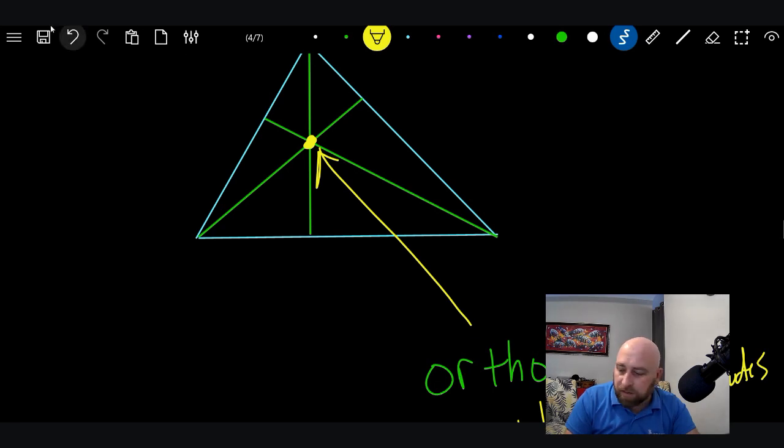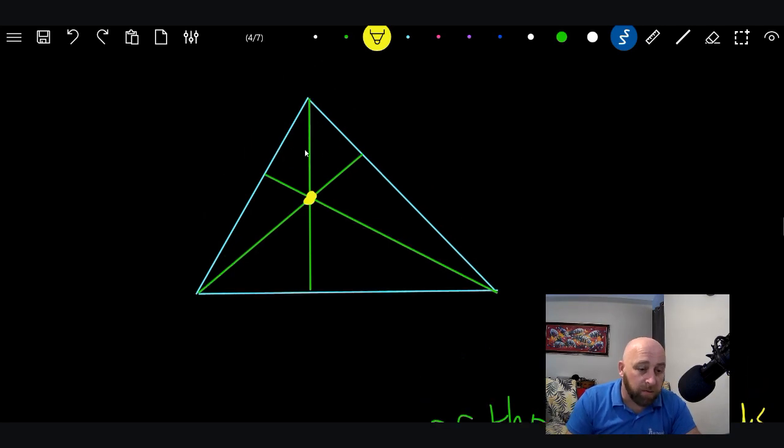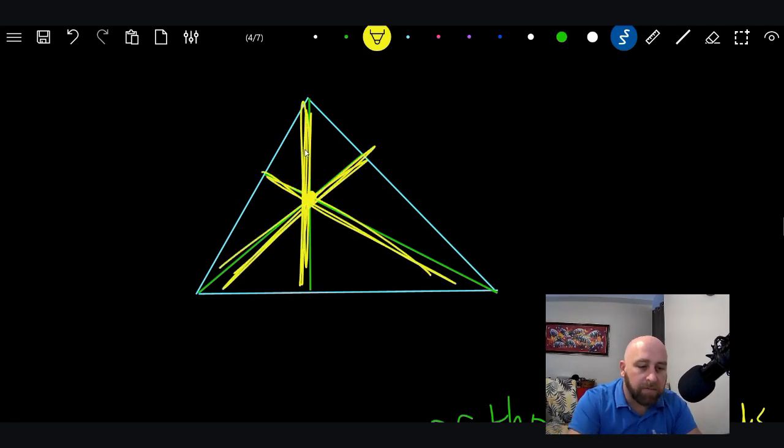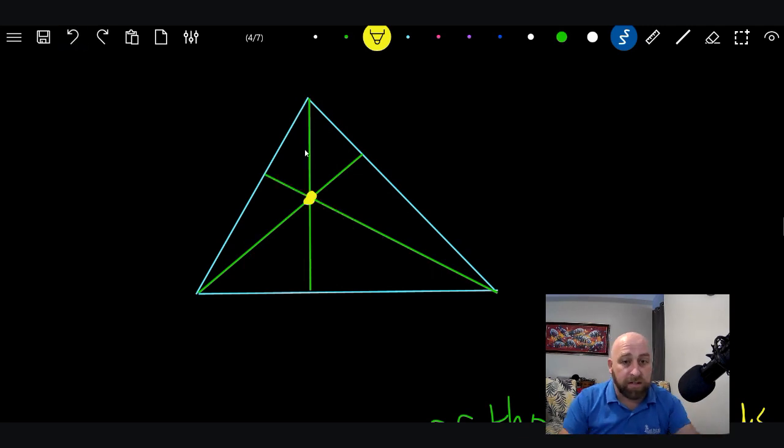Now, something interesting about the orthocenter is the word ortho comes from the Greek, and the Greek word ortho means straight. I don't know how important that is to you, but if you've always wanted to know that, now you know. So orthocenter means straight because these lines are all straight lines.